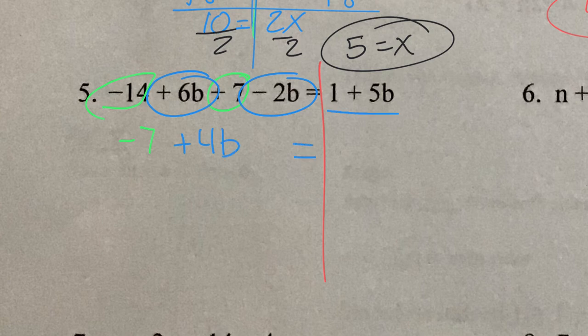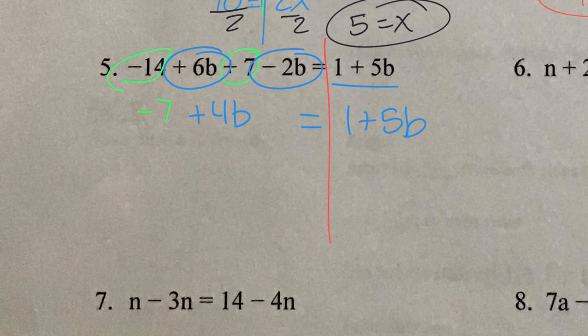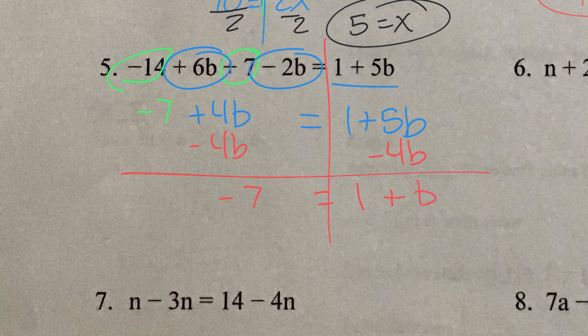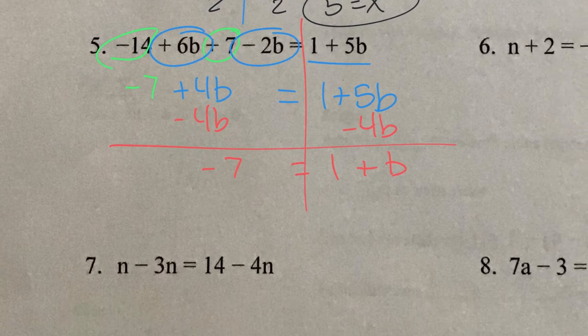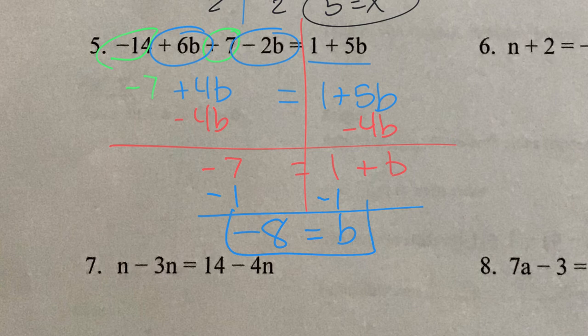Anything else I can combine over here? Nope, leave those alone. All right, now let's move the smaller number of b's. A 4 would be smaller compared to 5, so we're going to take away a negative 4b, bring down that negative 7, bring down the 1. If I have 5b's minus 4b's, I have 1b, and I don't really have to put the 1 in front of it. Now, I want b to be left alone, so I need to get rid of the 1 by subtracting it. A negative plus a negative stays negative, and just add them. So I should get negative 8 equals b.